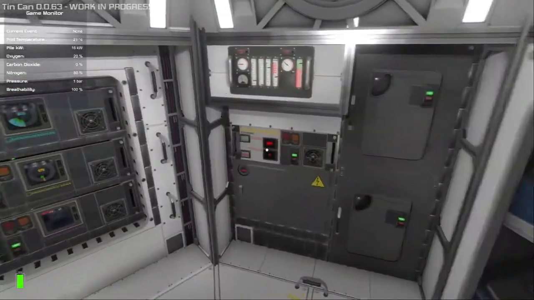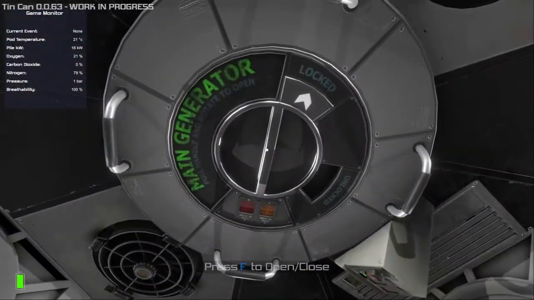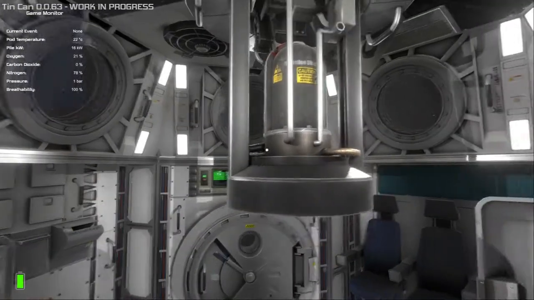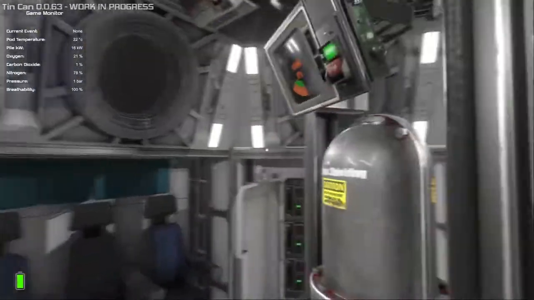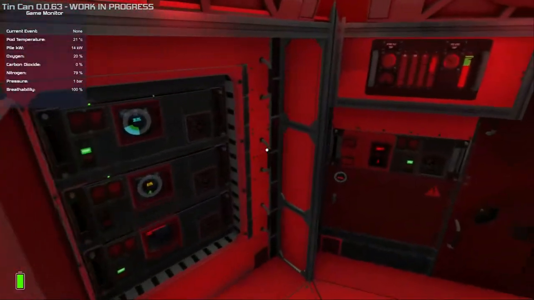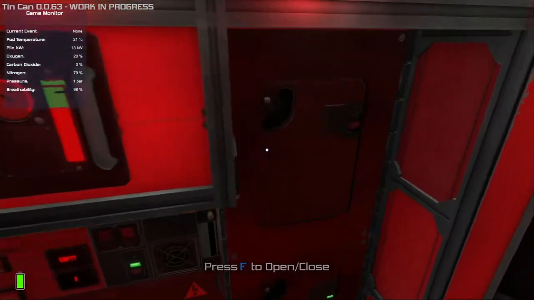Today I'm going to talk about power and battery management. What we're going to start by doing is to just disable the main generator. And I'm going to do something that I would generally recommend not doing, which is to have batteries in every single system where it starts out.